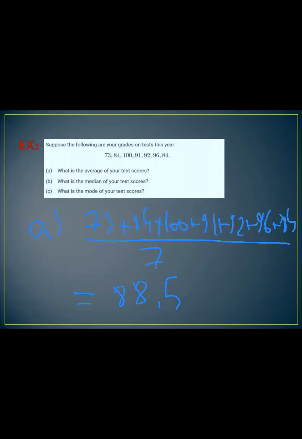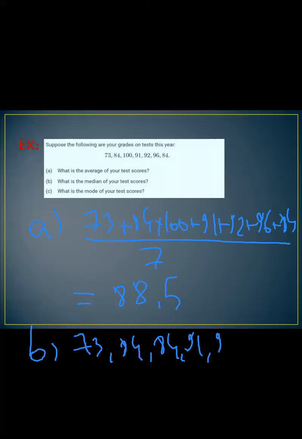Now let's look at B. What is the median of your test scores? Median means middle. Writing in ascending order: 73, 84, 84, 91, 92, 96, and 100. And what is the middle? We have 7 numbers here. So between them we have 91. 91 is the middle. So it's the median of our test scores.